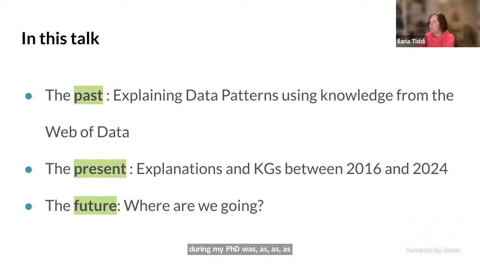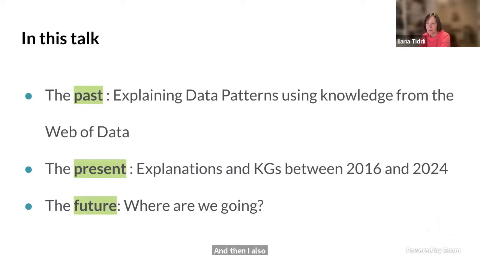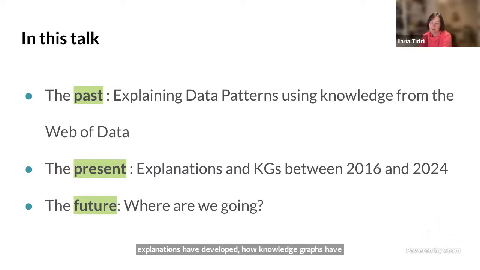As you heard from Olaf, the title of my thesis was on explaining data patterns using knowledge from the web of data. And then I also want to discuss a bit what has been going on since then. So since 2016-17, how explanations have developed, how knowledge graphs have developed, and the overall area, and also concluding with some future considerations. Where do we want to go, and how can we go from here?